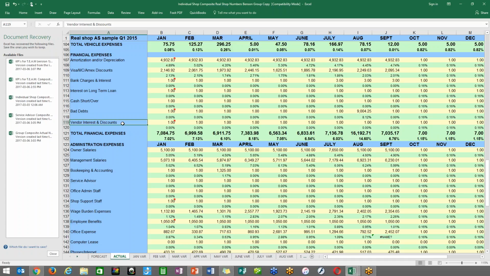Vendor interest and discounts, if you're late paying your parts bill and you have to pay a discount, interest on that, or maybe you did 2% 10 net 30, and so that's going to show here as a discount, and of course, as a discount, it's going to show as a negative number because you actually got that as a credit, not interest that you paid. Line 121 is the total financial expenses, so we could see how much money that came in the door went just to that category, and it calculates for us again the percentage.